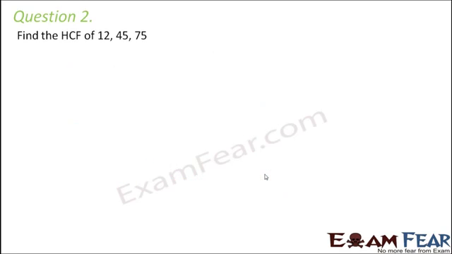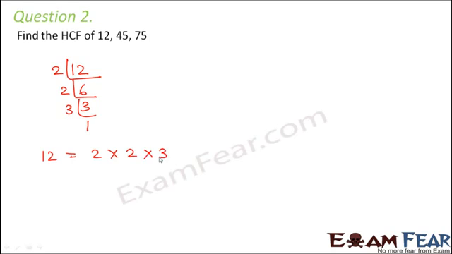Find the HCF of 12, 45 and 75. So you can even find the HCF of three numbers. This is going to be interesting. Let's do prime factorization of 12. 2 6s are 12, 2 3s are 6 and then 3 1s are 3. So 12 can be written as 2 into 2 into 3.